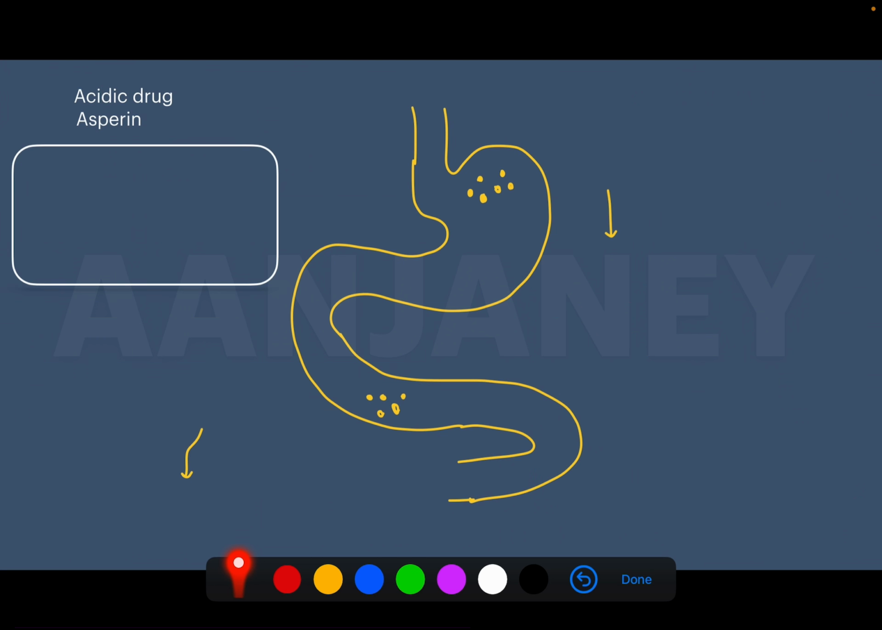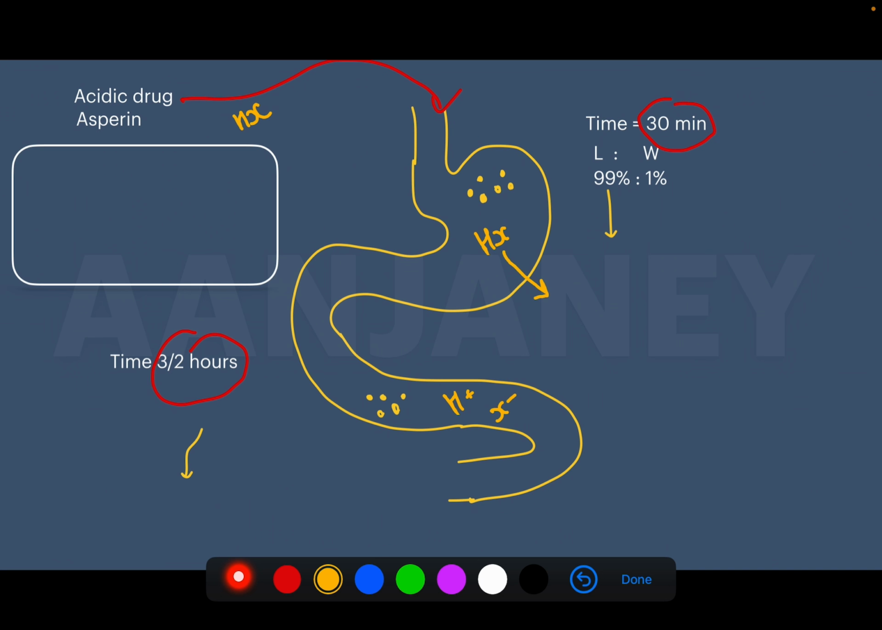Now we are seeing what actually happens in our body. Let's say the acidic drug aspirin is taken orally. Now this drug comes inside the stomach. In the stomach it stays for 30 minutes, while in the intestine it stays for 3.5 hours. Now what does the logic say? If the drug is acidic, then it should be absorbed from where? From our previous studies, we know that if the acidic drug, let's say HX, is there, then it exists as HX here and H+ X- here. So logically, it should be absorbed from the stomach more, and in the intestine it is less absorbed.